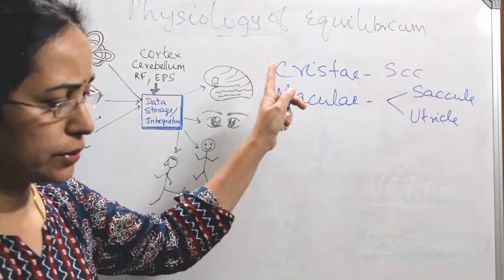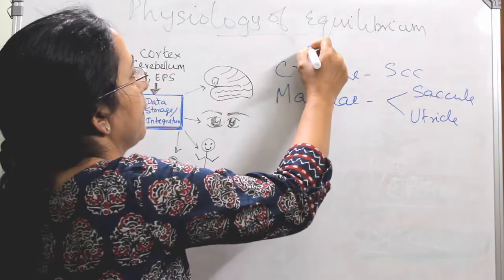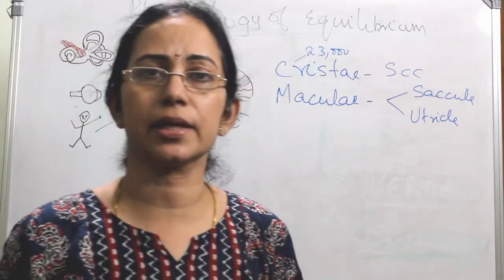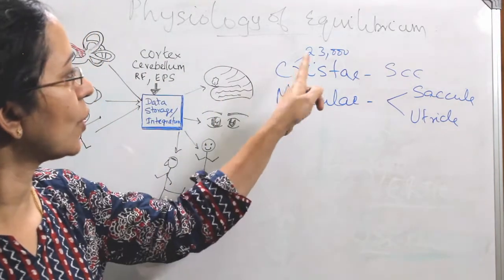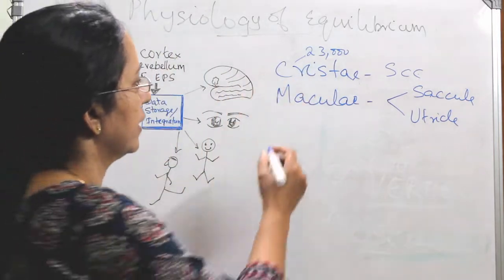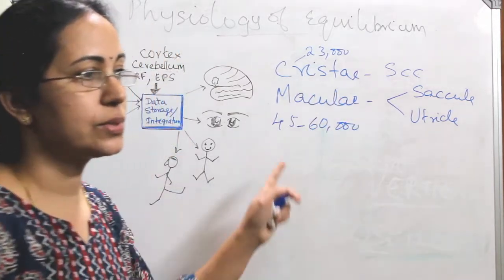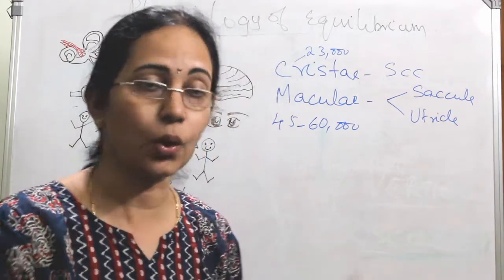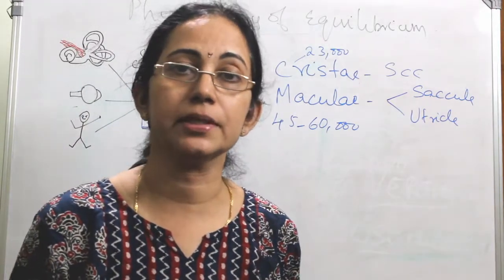So there are a total of around 23,000 hair cells. How many semicircular canals are there? Yes, there are 3 semicircular canals. So around 23,000 hair cells in the 3 cristae, and 45 to 60,000 hair cells in total, not in each macula, but in total. The spatial orientation of these hair cells along with the sensory epithelium is important.